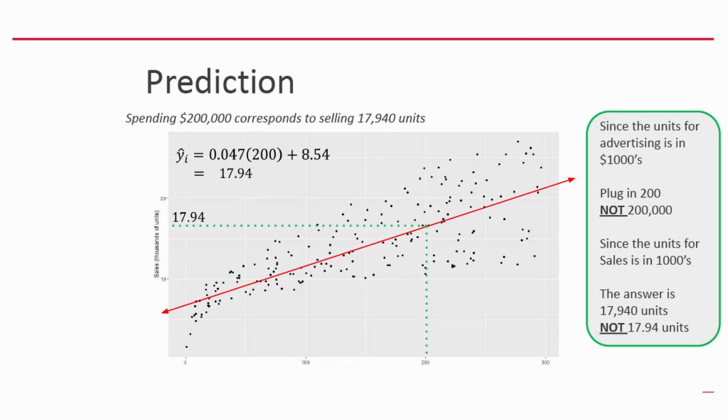And remember, I'm also using correlation, not causation language. So I'm not saying this is what's going to happen. I'm saying this is what we would expect to happen. This is what is associated with $200,000 in advertising according to our regression equation.